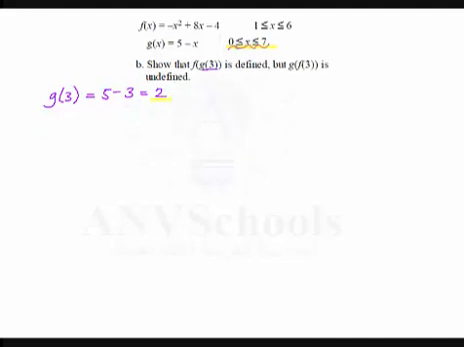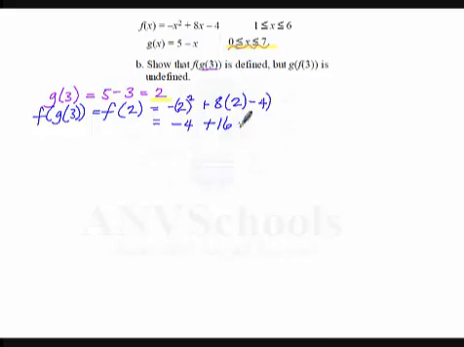And then what is our f of g of 3? F of g of 3 would then be equal to f of 2. And f of 2 is equal to negative 2 squared plus 8 times 2 minus 4. What is that equal to? That's negative 4 plus 16 minus 4. That's equal to negative 8 plus 16. So we have 8.